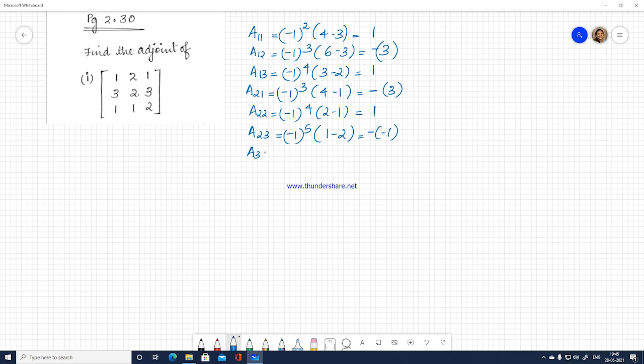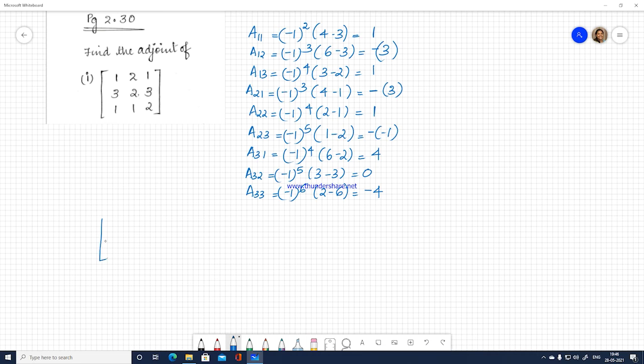Now A31 is equal to minus 1 raised to 4. Minus 1 raised to 4 is 6 minus 2. So it is 4. A32 is equal to minus 1 raised to 5. Minus 1 raised to 5, it is 3 minus 3, that is 0. Then A33 is equal to minus 1 raised to 6. Covering this column and the row, it is 2 minus 6, that is minus 4.